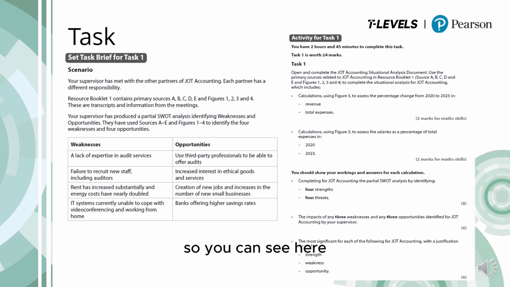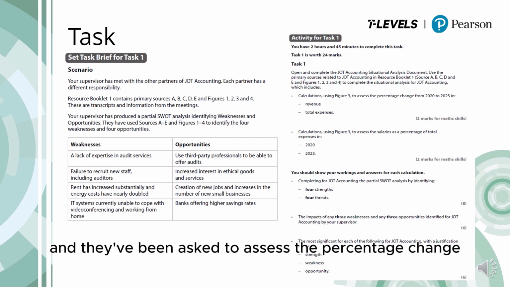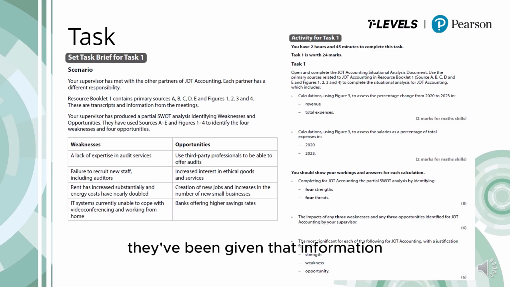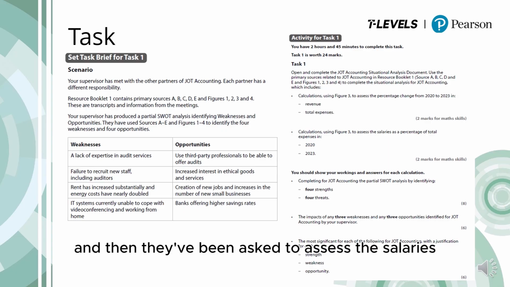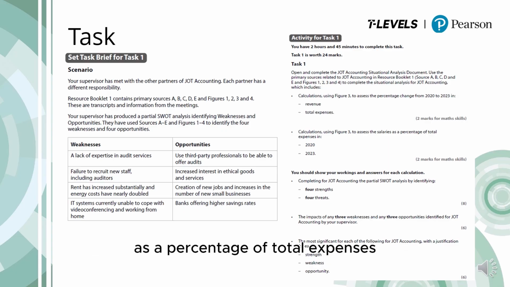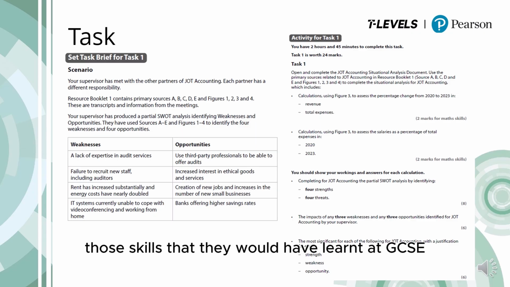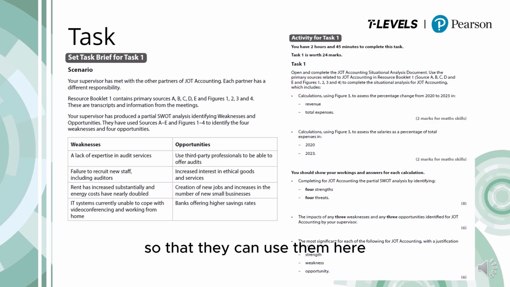So you can see here they start out with looking at revenue and total expenses, and they're being asked to assess the percentage change. They've been given that information, they've got to work out the differences, and then they've been asked to assess the salaries as a percentage of total expenses. So it's important that they're also recapping those skills that they will have learnt at GCSE, so that they can use them here.